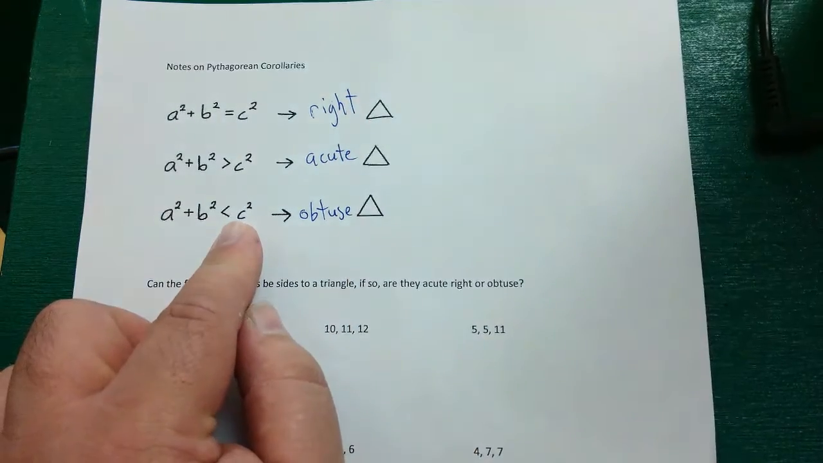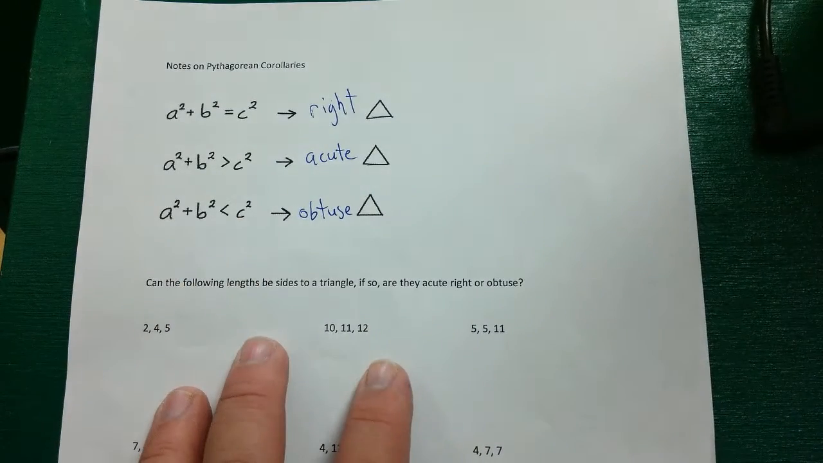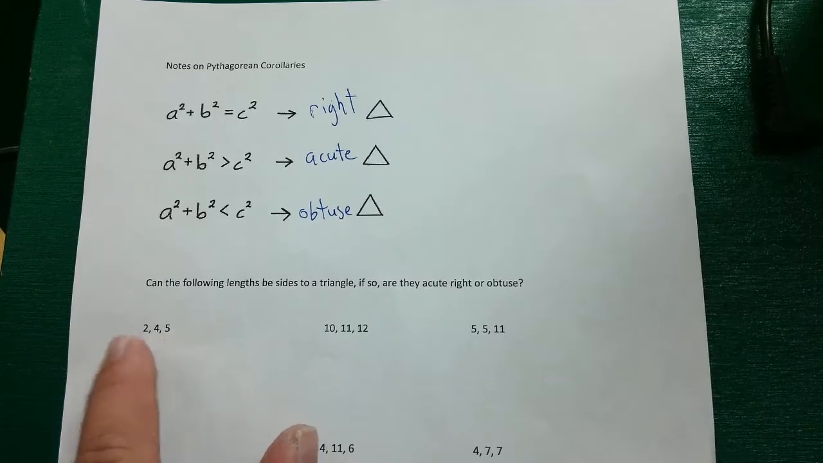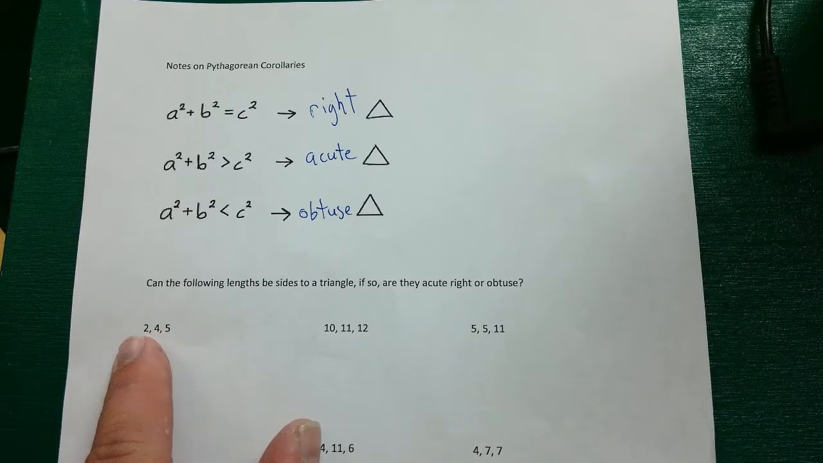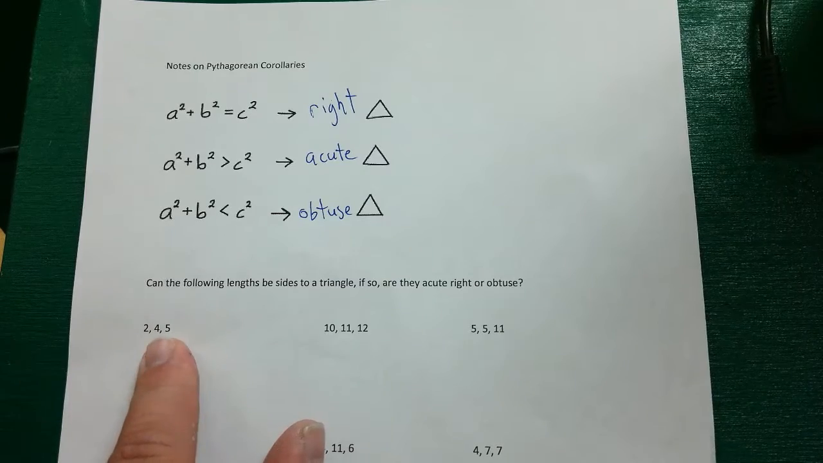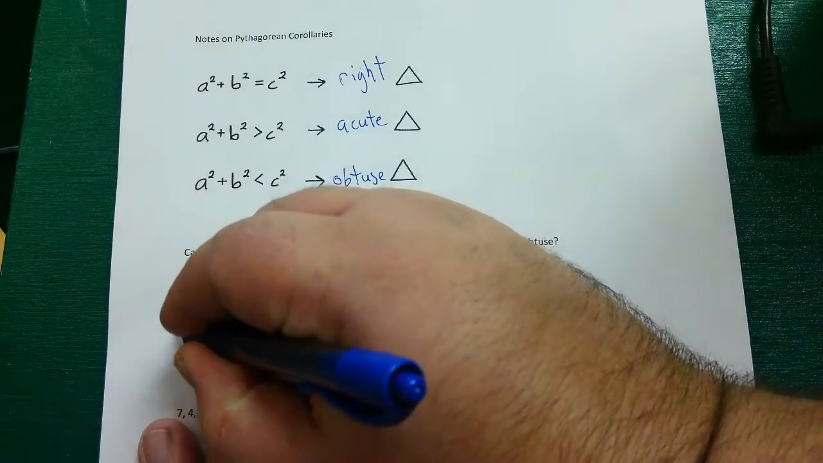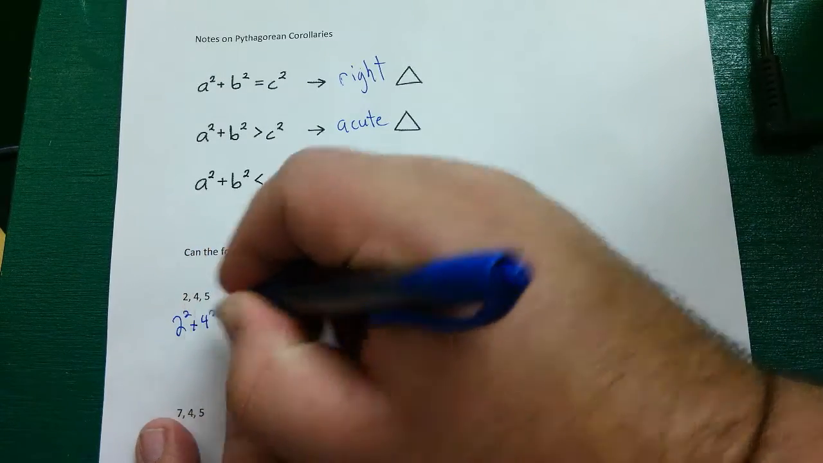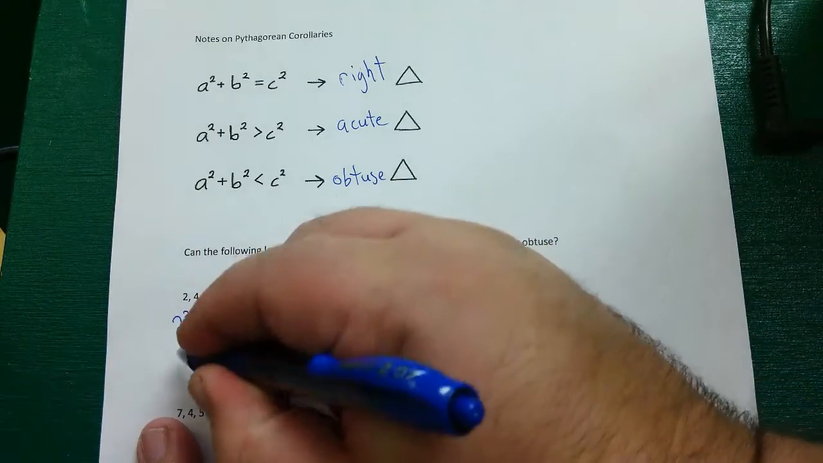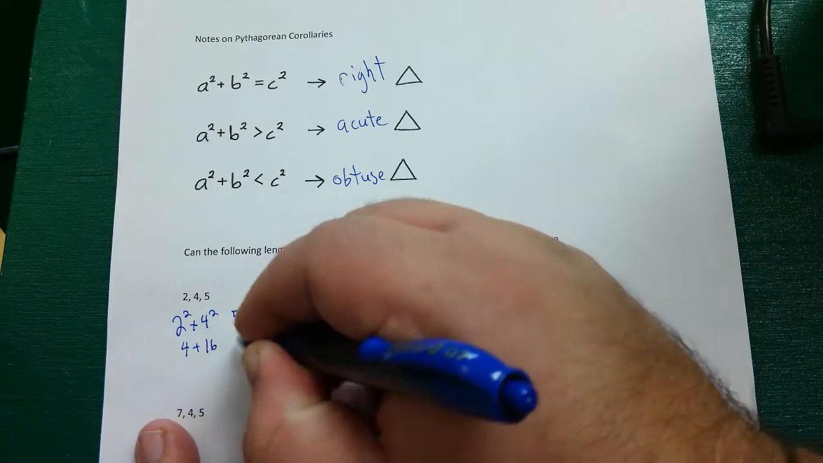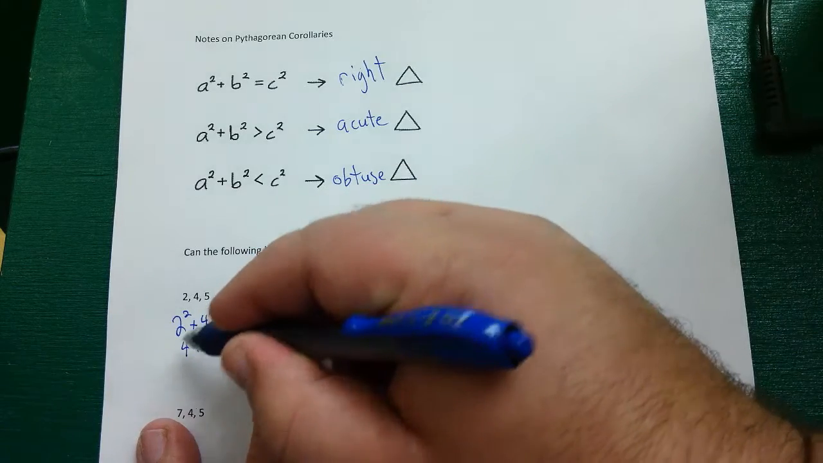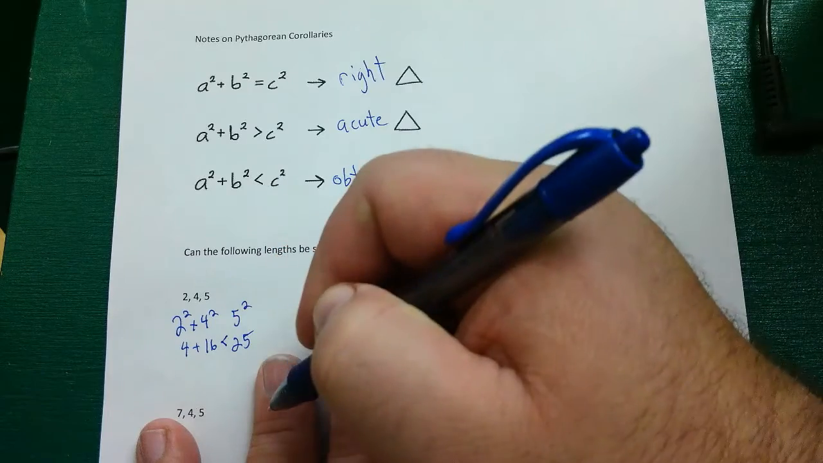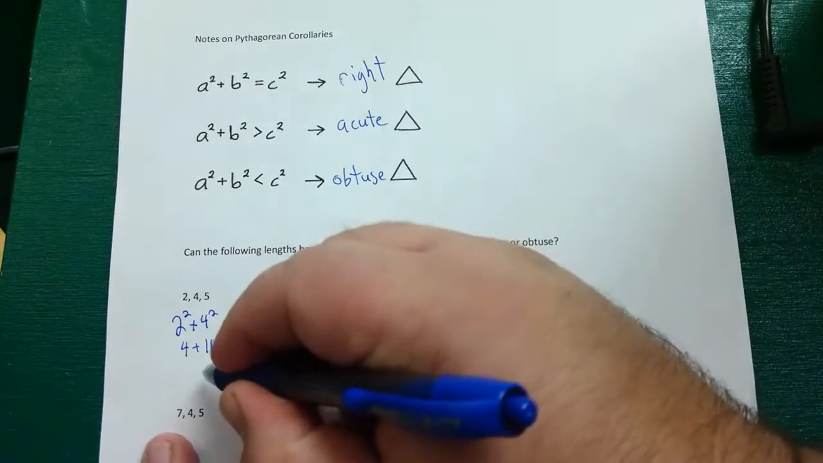Okay, so the question is, are these going to be triangles? Because remember, we had a rule about that. And then, if they are triangles, what kind? On this one, they are in order. That's important that you check that. 2 plus 4 is bigger than 5, so this is a triangle. What kind of triangle is it? Well, square all the numbers, add these together, and compare. 2 squared is 4, and 4 squared is 16, and 5 squared is 25, and 4 plus 16 is 20, which is less than 25, so this is going to be an obtuse triangle.